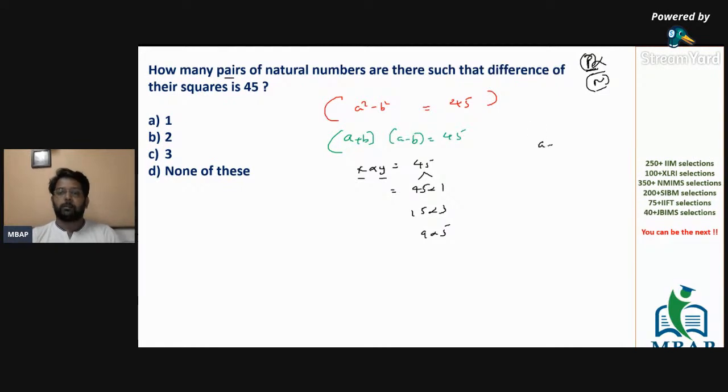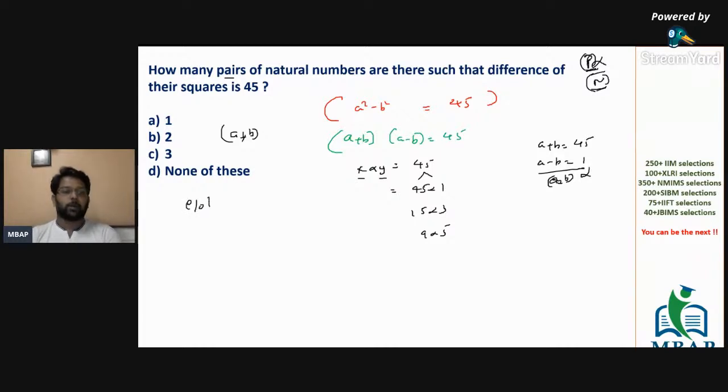Though you can do it by putting a plus b as 45 and a minus b as 1 and finding what a and b would be, this is not required. The question is about finding the number of pairs which is possible. We know a and b are natural numbers.